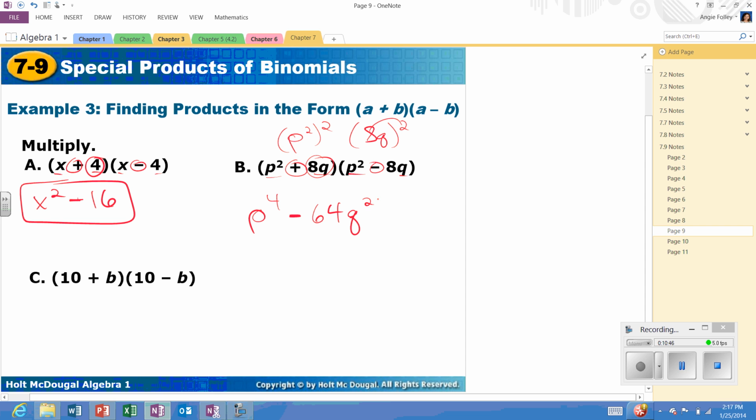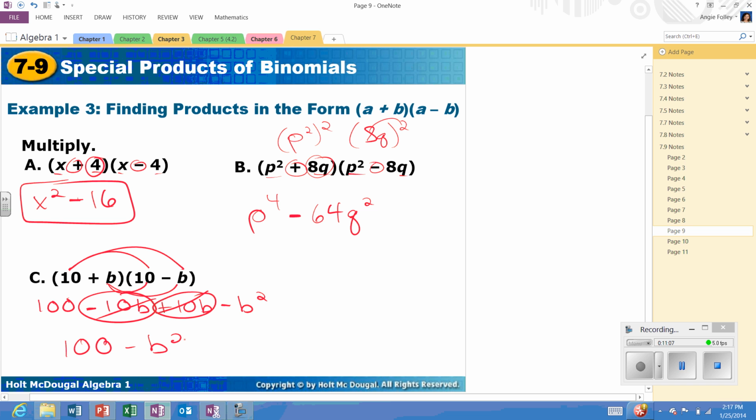For this last one, let me FOIL it out again to show you. So 10 times 10 is 100. 10 times negative b is negative 10b. 10 times positive b is positive 10b. And then b times negative b is negative b squared. So if you notice, negative and positive cancel, and we're just left with 100 minus b squared.